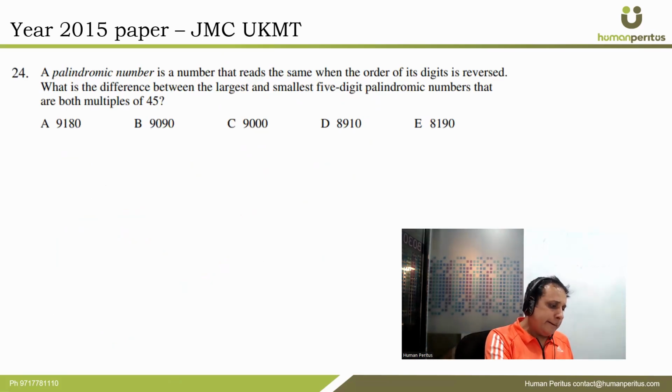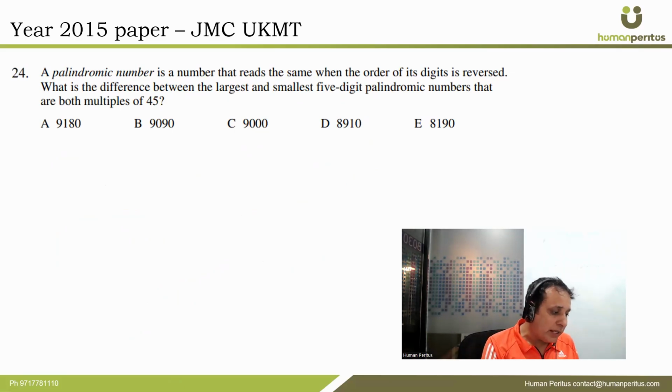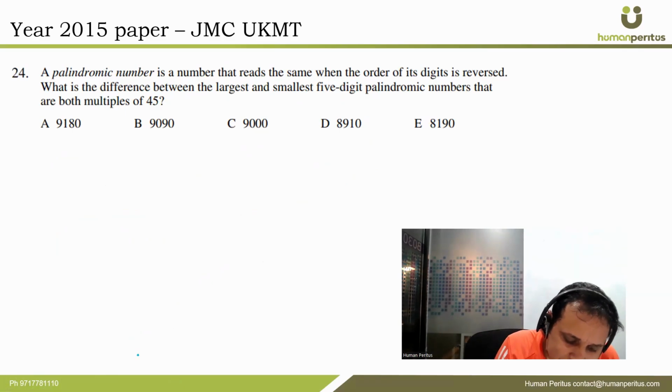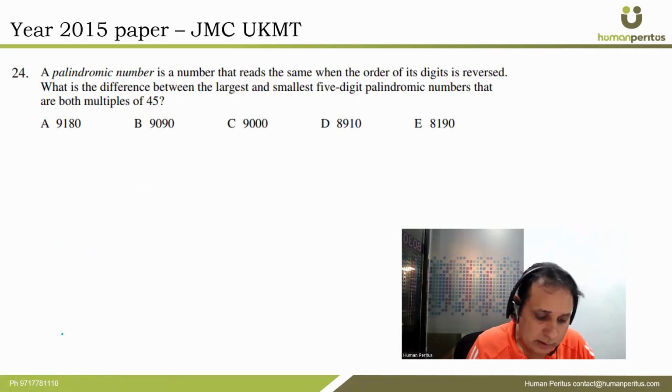Again, now an interesting one, and it's very similar to making some cases and then trying to find the answer. We'll do this one now. It says a palindromic number is one which reads the same when the order of digits is reversed. So guys, what happens in this number? I write 3, 2, 1, and then 2, 3. Even if you reverse the number, you will get the same number. This is a palindromic number.